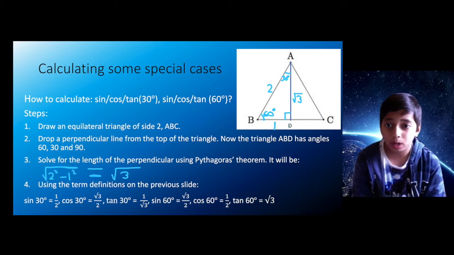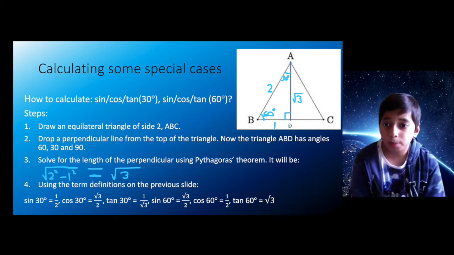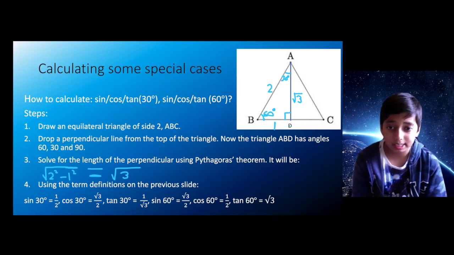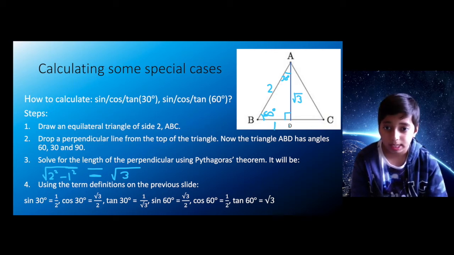Let's take an equilateral triangle of side 2, ABC. Drop a perpendicular line from the top of the triangle. Now the triangle ABD has angles 60, 30, and 90, which is what we need. Solve for the length of the perpendicular using Pythagoras' theorem. It will be the square root of 3. Using the term definitions on the previous slide, we get the following results.